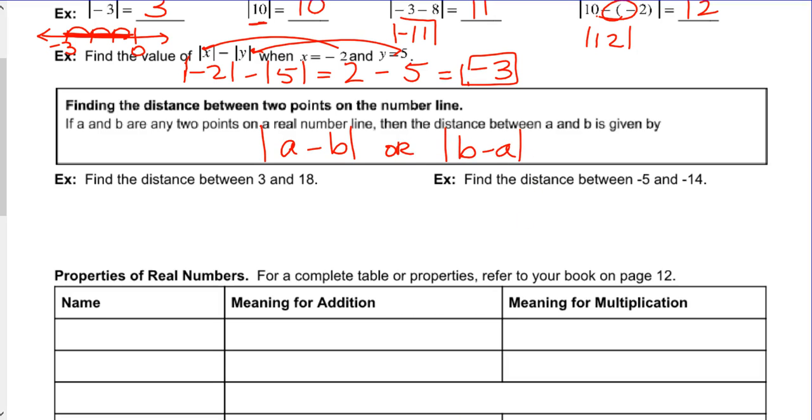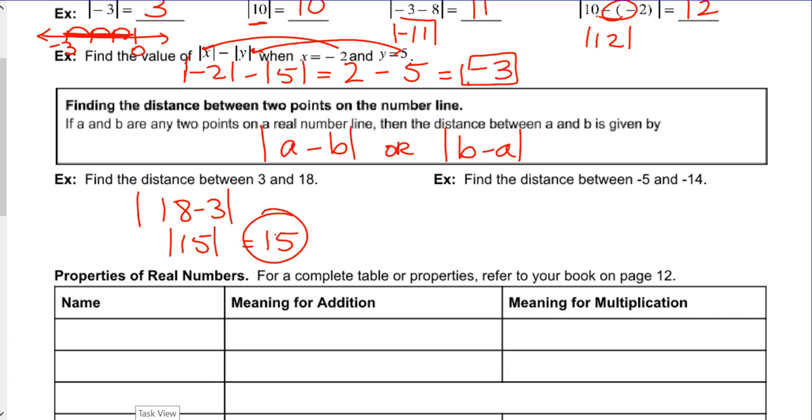So basically you have to subtract the two numbers and then take the absolute value. It doesn't matter the order, because in the end the answer will be the same. Given these two points, 3 and 18, when they're both positive, it's not too bad. Again, I always like to do the bigger minus the smaller, just so I don't have to work with a negative number. 18 minus 3 gives me 15, and the absolute value of that is 15.